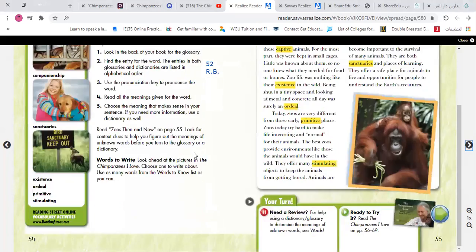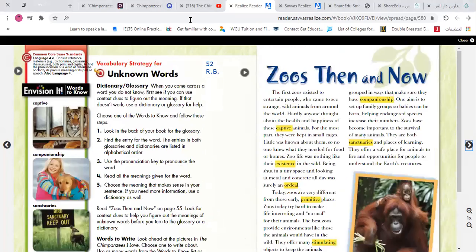Or sorry, let's make it 55 actually. 55, 54. So page 55 in the reading book. Okay, I will read this little passage for you, and from the passage we are going to look at the yellow words to understand the meaning of these words.